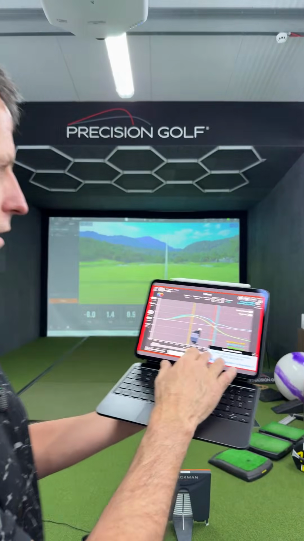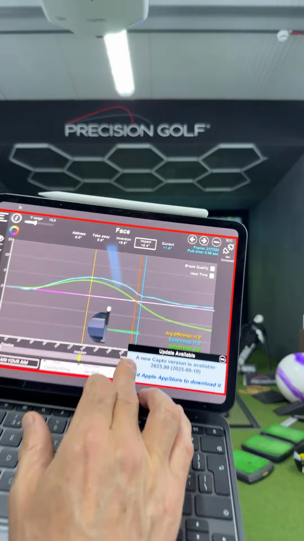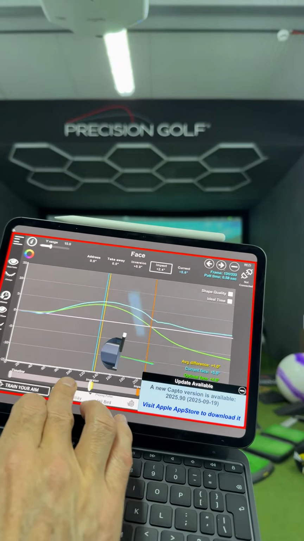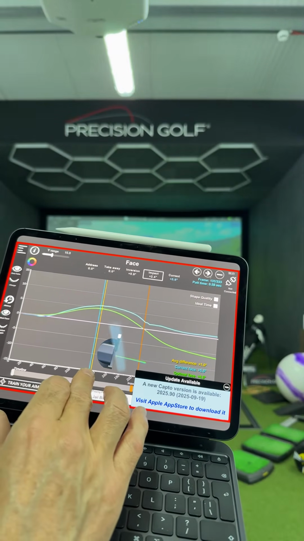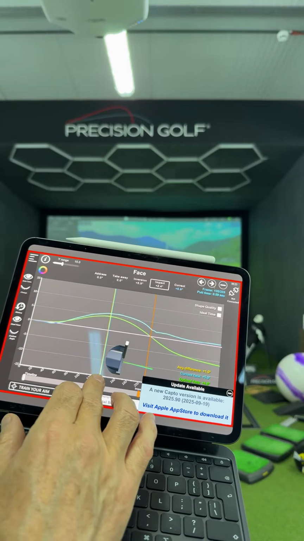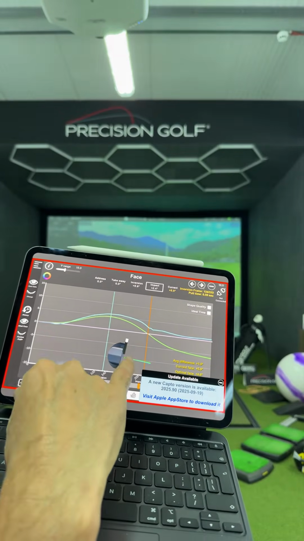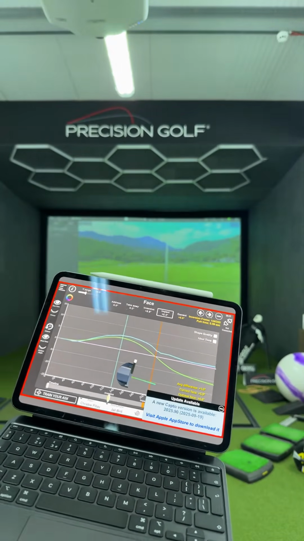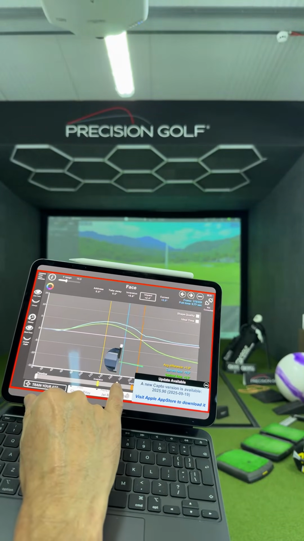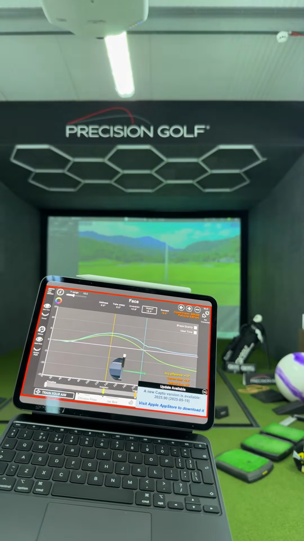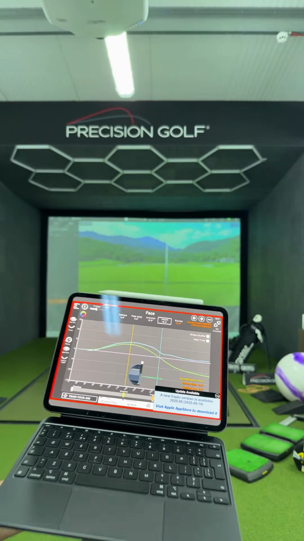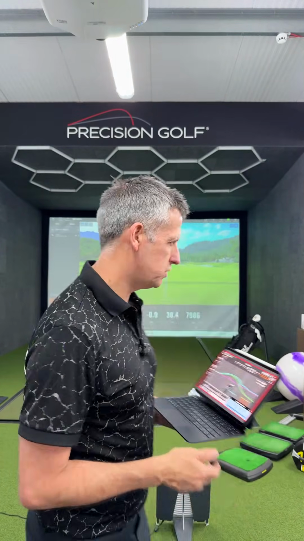So it can show you how the face behaves during the stroke. So this is change of direction. This is top of backswing. The green line is where the face should have been pointing, and the blue line is where it was. And so down at impact, the face was 2.5 degrees open at impact. So it really allows you to track the whole stroke. Some really, really cool data.